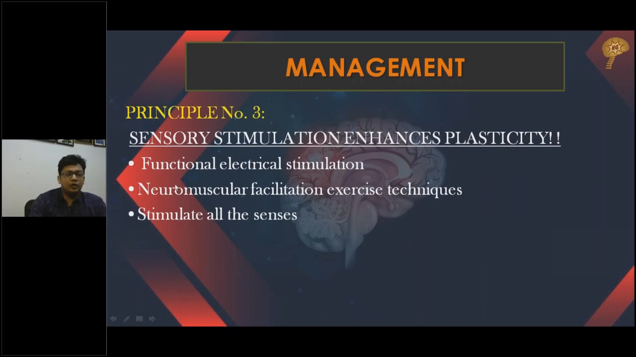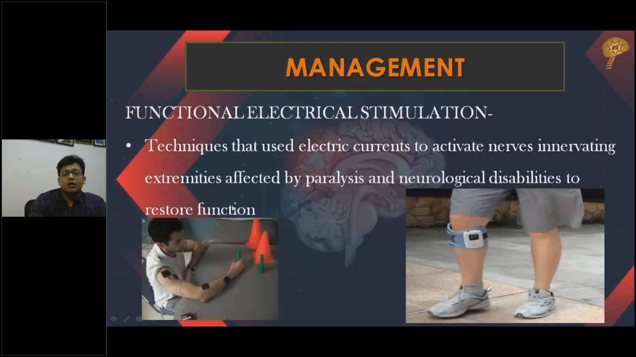In that sensory stimulation, you can give functional electrical stimulation, you can give various neuromuscular facilitation exercise techniques, you can stimulate all the senses. For example, first is functional electrical stimulation. This is a technique that uses electric currents to activate nerves innervating extremities affected by paralysis and neurological disabilities to restore function. It is very useful for foot drop. It is very useful for hand rehabilitation.